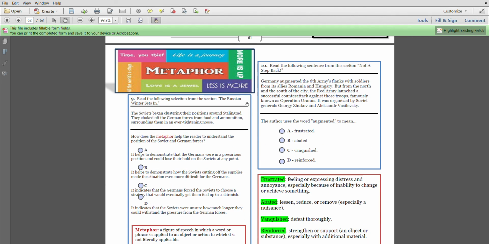Here you have some examples of metaphors. Time, you thief. Life is a journey. Less is more is one of my favorites. Love is a jewel.